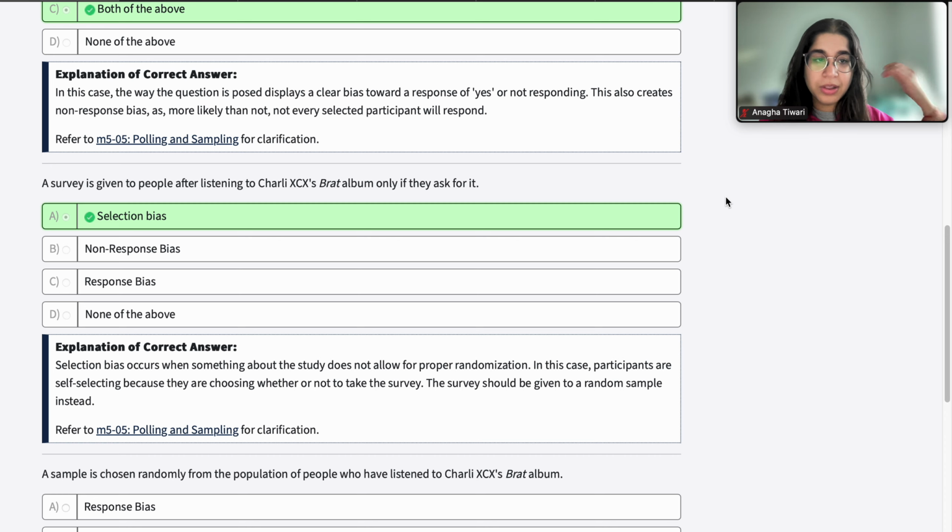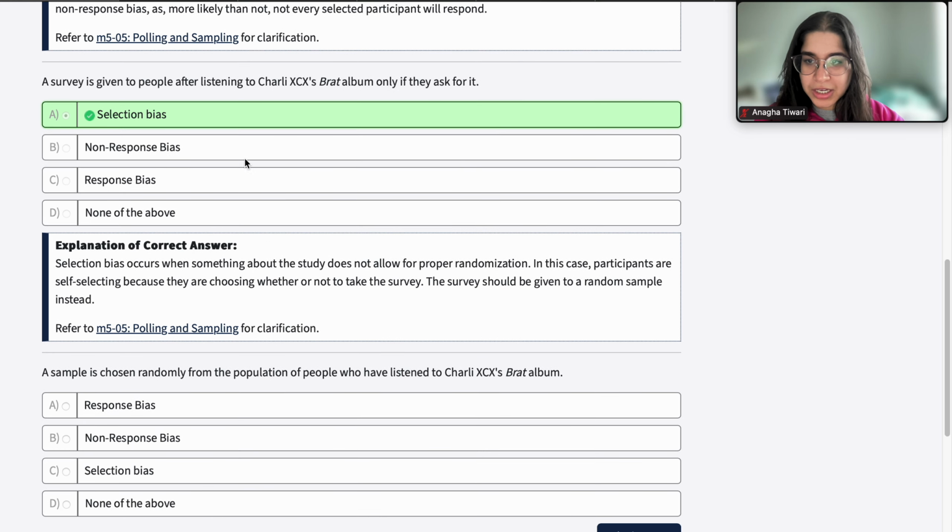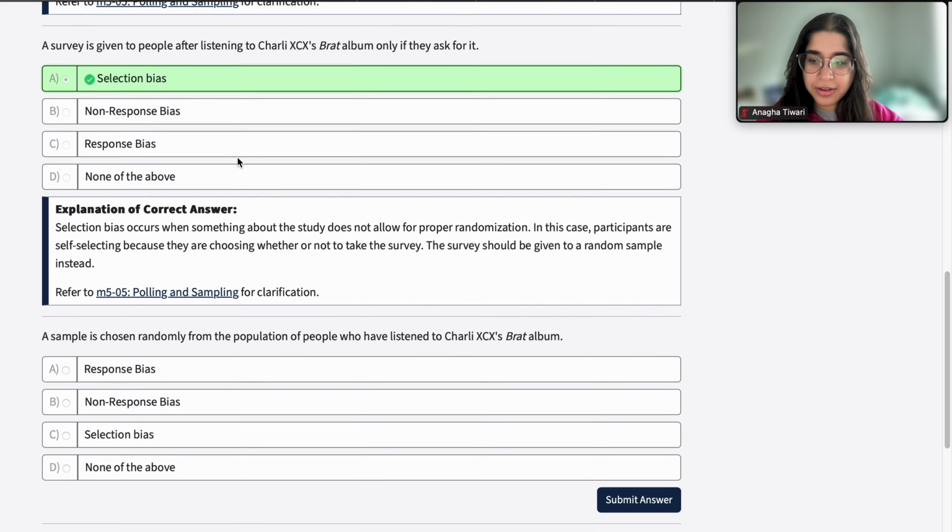probably people who are on either extreme, right? People who really like Charli's music, who are very big fans, or people who strongly oppose it. Usually the extremes are more willing to respond to a survey than people kind of in the middle and those who don't care about these albums. So that way your sample is not representative.